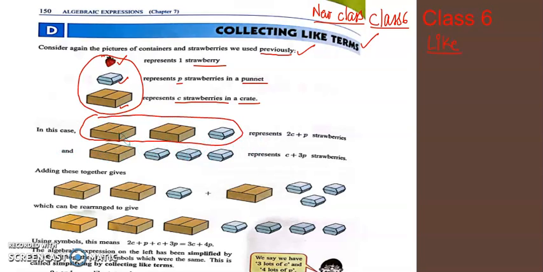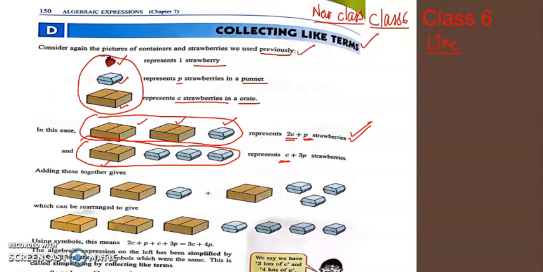In this case, this represents 2C plus P strawberries. Why 2C? Because there are 2 crates and 1 punnet. So 2C plus P strawberries. And in the second case, like this one, represents C plus 3P strawberries. There is just 1 crate, so C or 1C, and 3P strawberries, because there are 3 punnets.